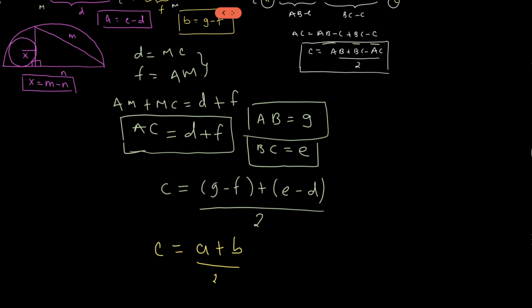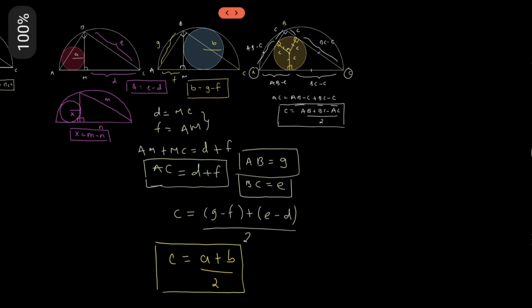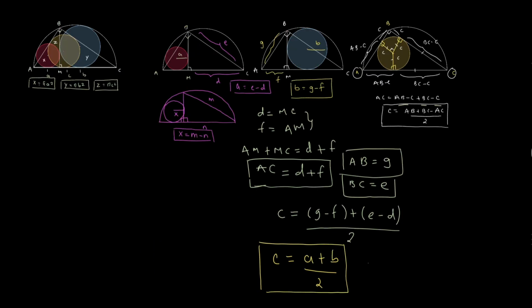So here you can see that we have got a relation between the radii of these three circles, that the radius of the yellow circle is equal to the radius of the red circle plus the radius of the blue circle upon 2. Now the original question was to get a relation between the areas of these three circles. No worries, we have got a relation between the radii, and remember these three equations that we got in the beginning. Using these two things we will get the answer also.